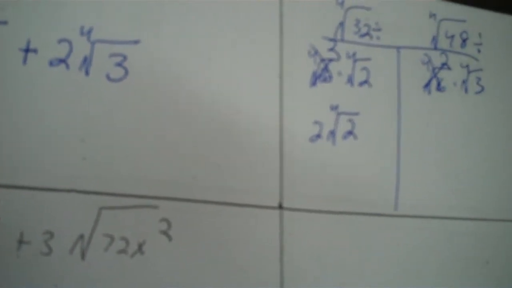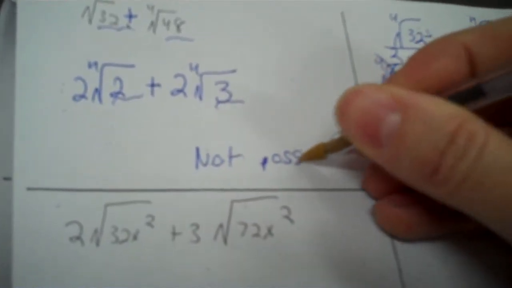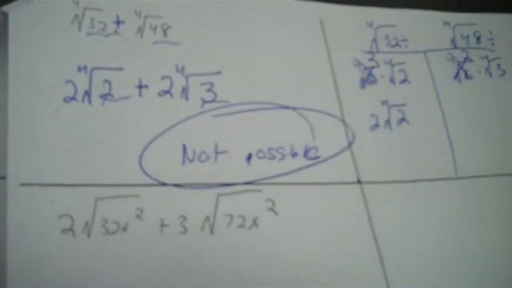But here's the problem. We still don't have the same number. So now you can label it not possible. Okay, so you try to simplify it first.